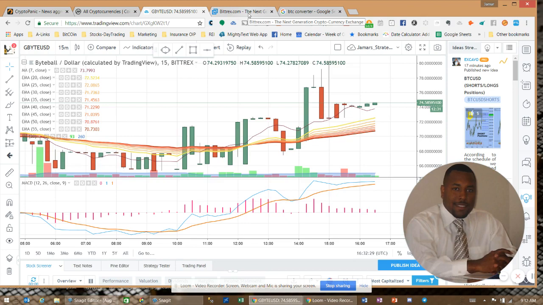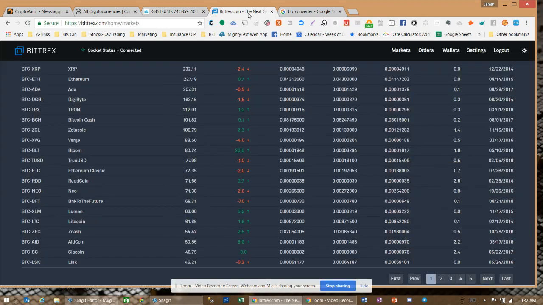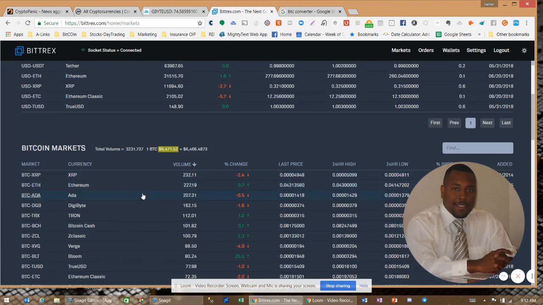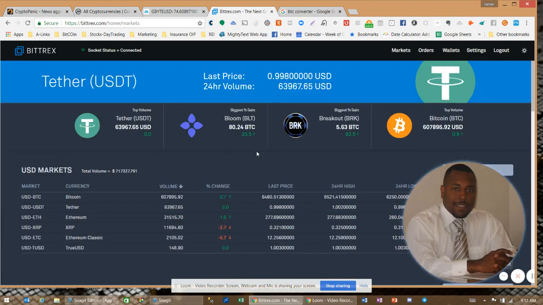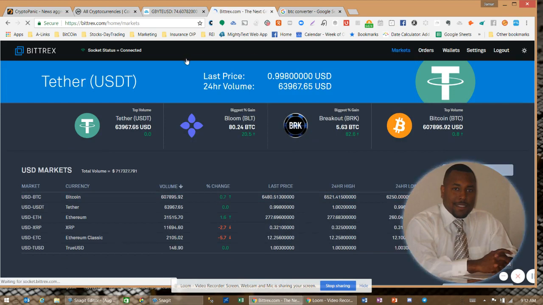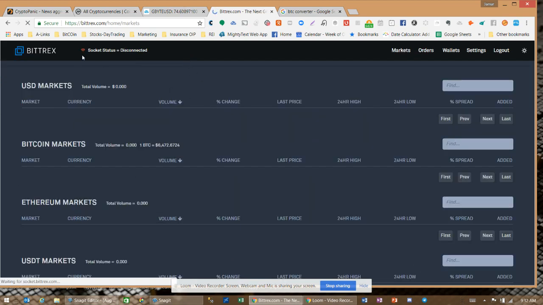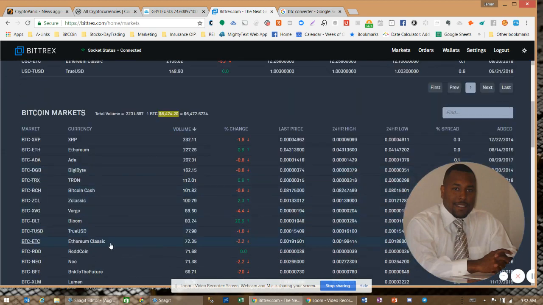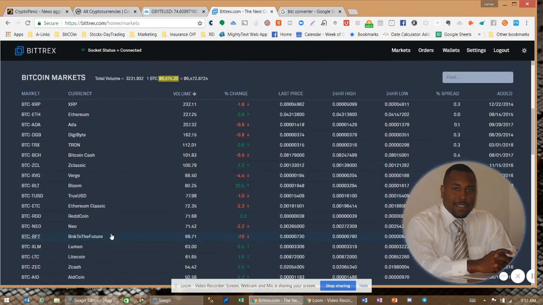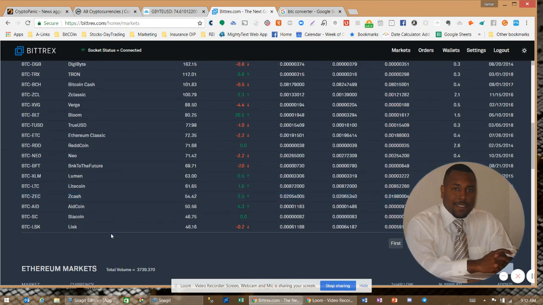So just for demo purposes, I can go here to Bittrex. We're gonna get into detail, but right now, for demo purposes, I just want to show you how to place an order and what to look for on the trade. So we go back to markets and then we look down for G Byte.